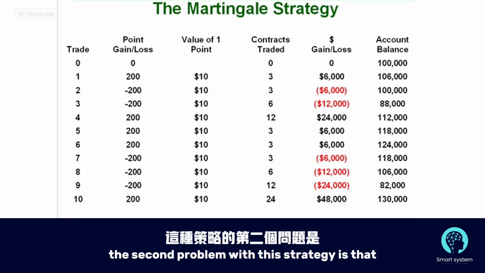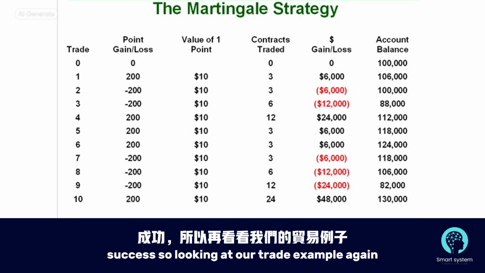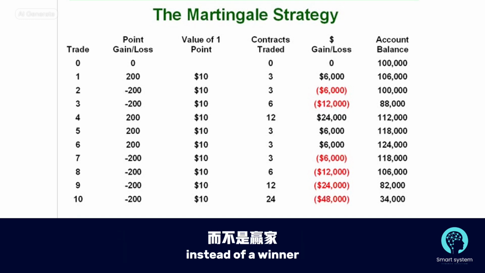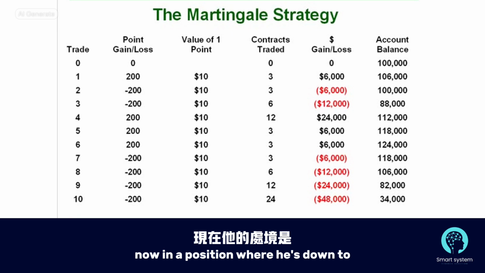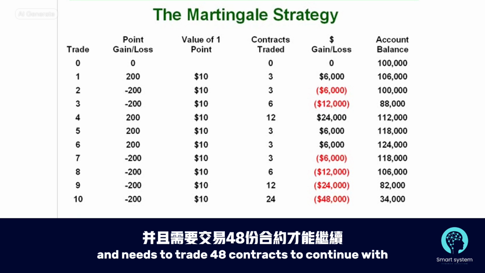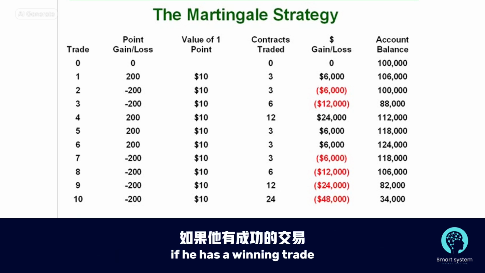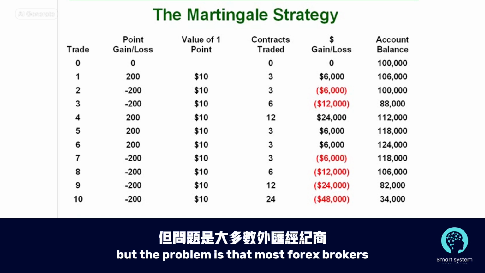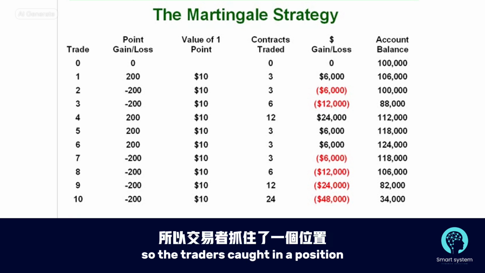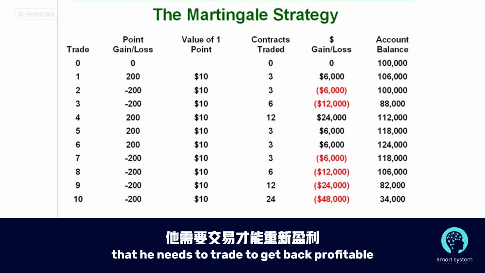The second problem with this strategy is that it requires an unlimited amount of money to ensure success. Looking at our trade example again, but replacing the last trade with another losing trade instead of a winner, you can see that the trader is now down to $34,000 in his account and needs to trade 48 contracts to continue with the martingale strategy and get back profitable if he has a winning trade. But the problem is that most Forex brokers require at least $1,000 in the account per contract. So the trader does not have enough money to trade the position size he needs to get back profitable.